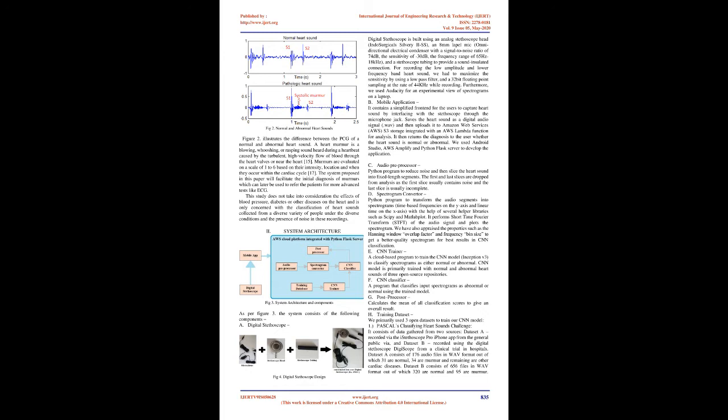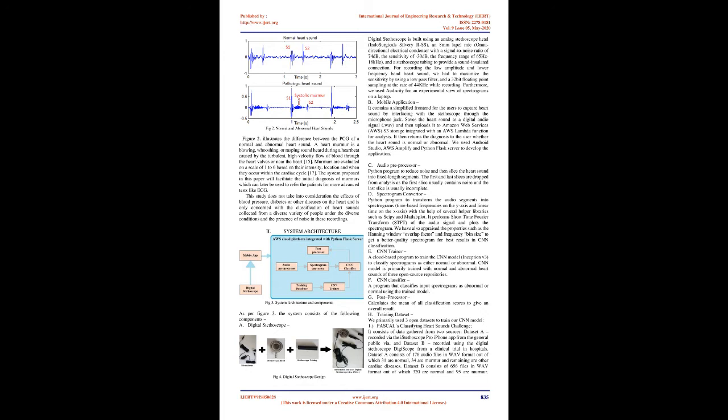Fig. 4. Digital stethoscope design. The digital stethoscope is built using an analog stethoscope head, Indosurgical Silvery 2SS, an 8 mm lapel mic, omnidirectional electret condenser with a signal-to-noise ratio of 74 dB, a sensitivity of 30 dB, a frequency range of 65 Hz to 18 kHz, and a stethoscope tubing to provide a sound-insulated connection.